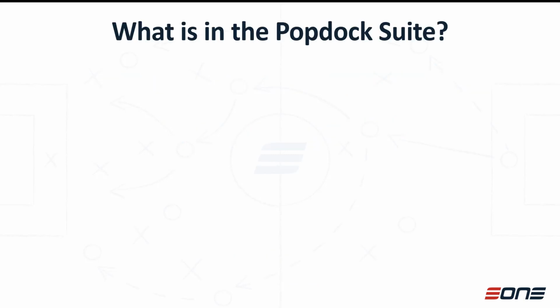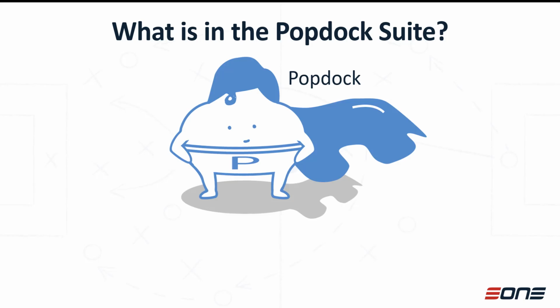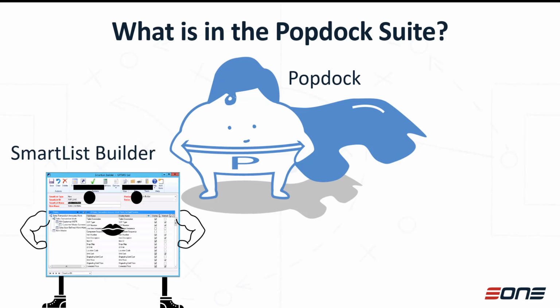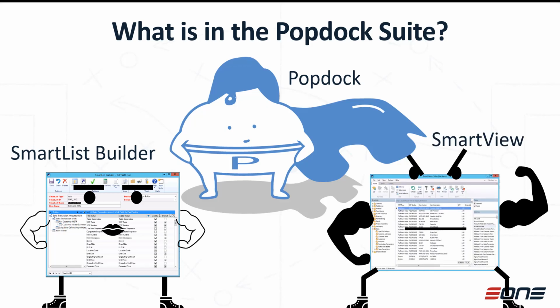Before we start looking at products, it probably makes sense for us to understand what exactly the Popdock suite includes. The first and most obvious one is Popdock. As you'll see later on in the demo, Popdock is basically Smart List for everything that can be used outside of Dynamics GP. Also included in the Popdock suite is Smart List Builder. Smart List Builder is a tool that allows us to create and modify smart lists within Dynamics GP. Finally, there's Smart View. Smart View is what Smart List should have been in the first place.